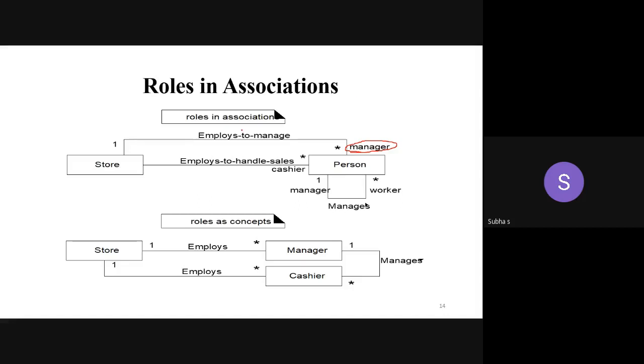So like that, here, there are different roles. That is roles in association. Here you are having the class called what? Person. The person can be what? He can be a manager or a cashier or a worker.